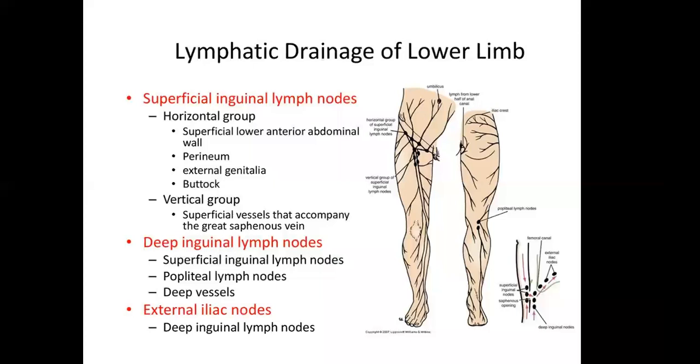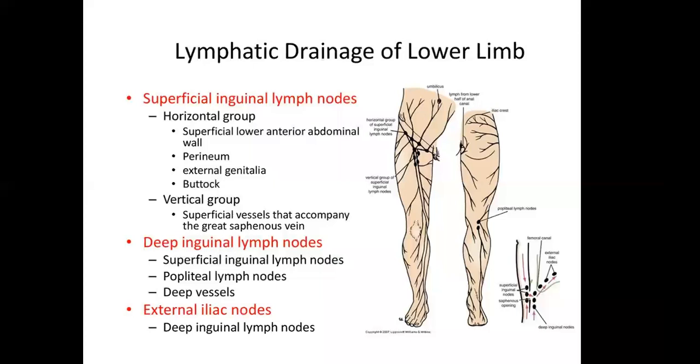Then we discussed that the horizontal group receives the lymph from the superficial lymphatic channels of the anterior abdominal wall below the level of the umbilicus. Please note it. The superficial inguinal lymph nodes drain the lymph from the anterior abdominal wall below the level of the umbilicus. Note this: below the level of the umbilicus.